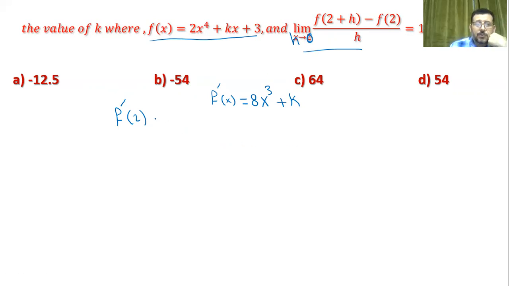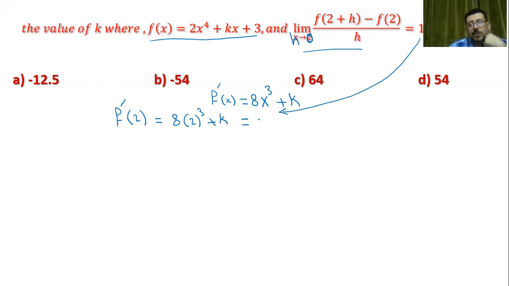What about f prime of 2? F prime of 2 equals, I have to substitute x by 2 in f prime, so I'll get 8 times 2 to the power 3 plus k. It has to equal 10. So this expression equals 10. Now we must solve for k. 8 times 2 to the power 3 is 8. 8 times 8, 64. 64 plus k equals 10.